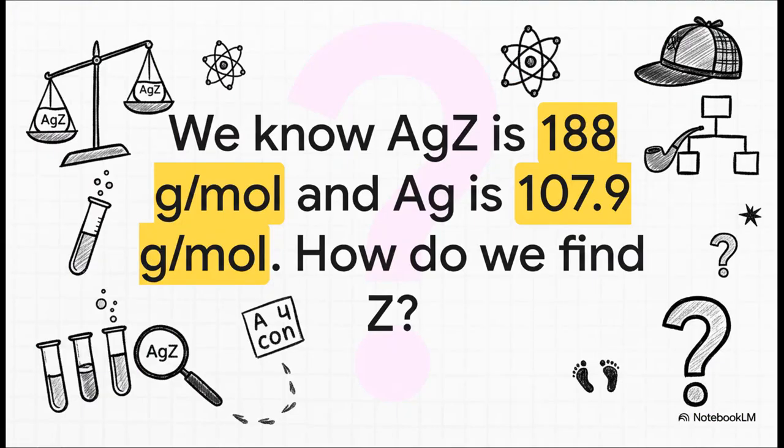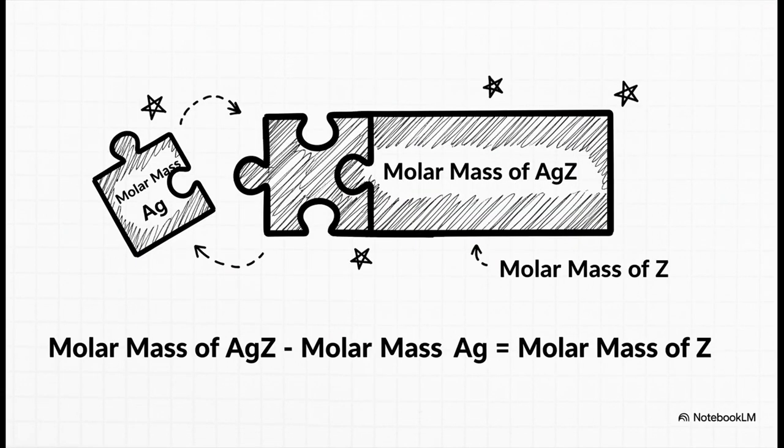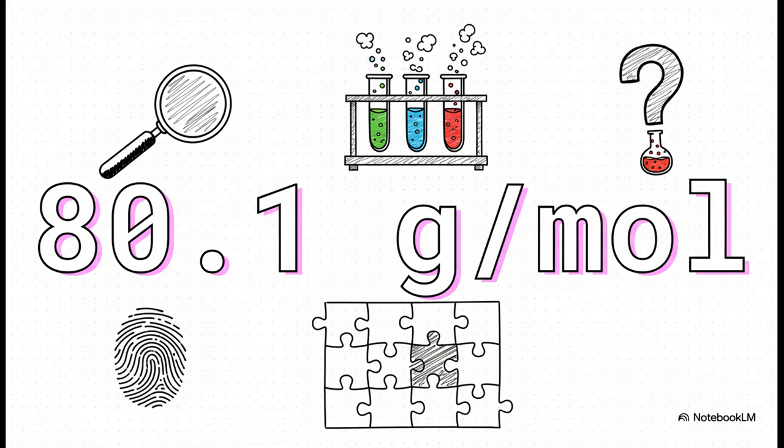So here's where it all snaps into place. We know the total mass of that AgZ compound, right? It's 188. And we also know the mass of one of its components, silver, because we can just look that up on any periodic table. So how do we find the mass of our unknown Z? Yep, it's really as simple as that. The total mass minus the part we know equals the part we don't know. Let's do the math. And that little bit of subtraction gives us 80.1 grams per mole.